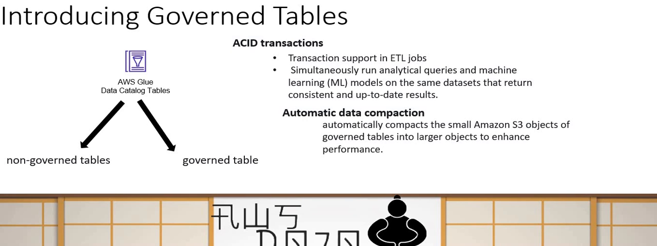The second feature is that it does automatic data compaction. If you have learned about how to enhance query performance for objects stored in an S3 bucket, you must have learned that if S3 objects are very small, it impacts your query performance. So what governed tables do is automatically compact your small data objects into larger objects, so that it enhances the overall query performance. That's the second feature governed tables provide.